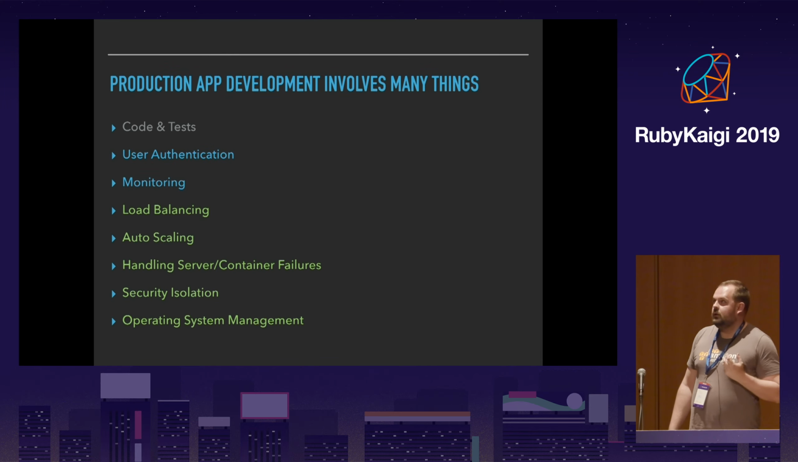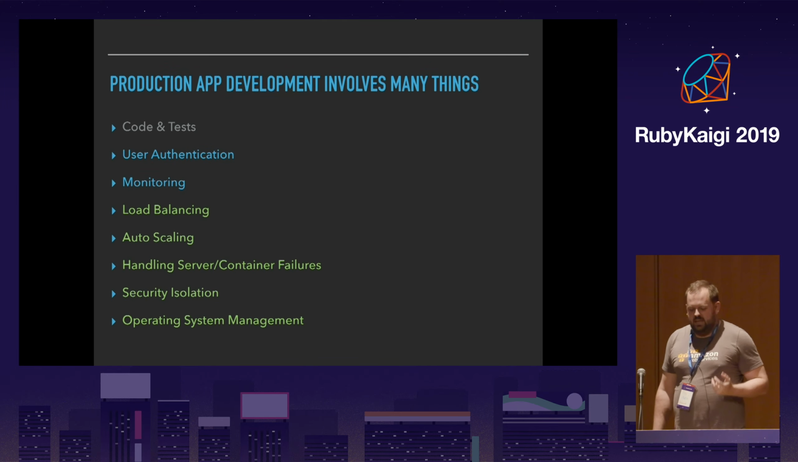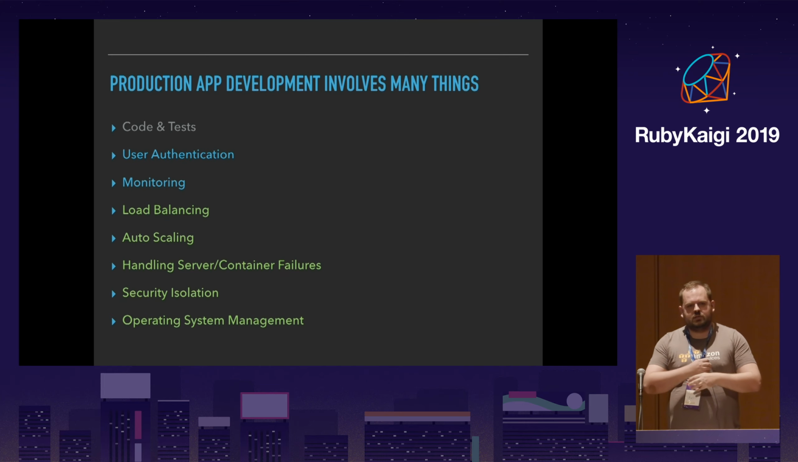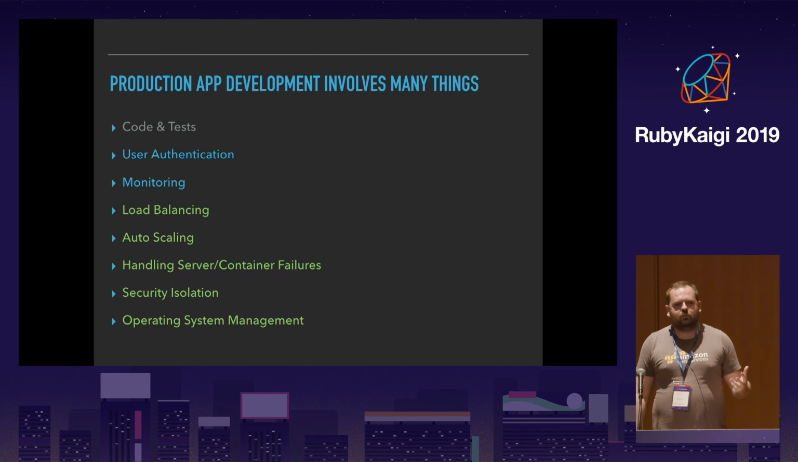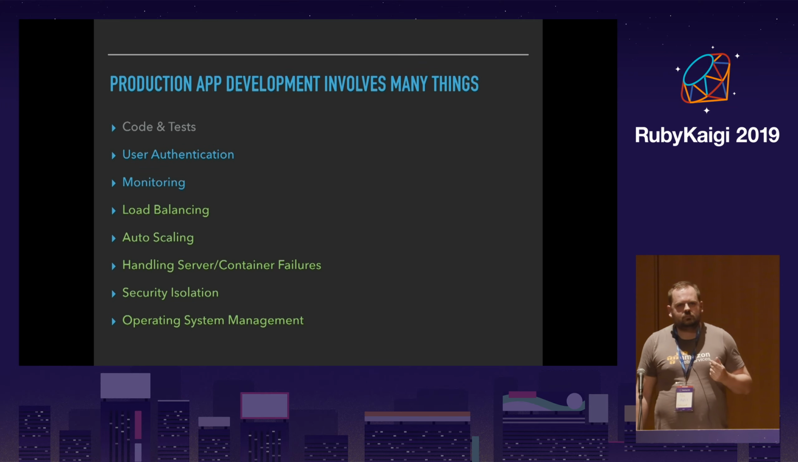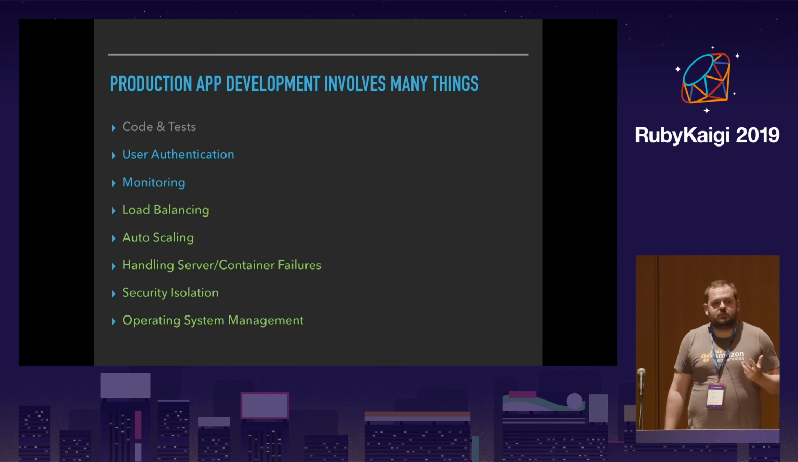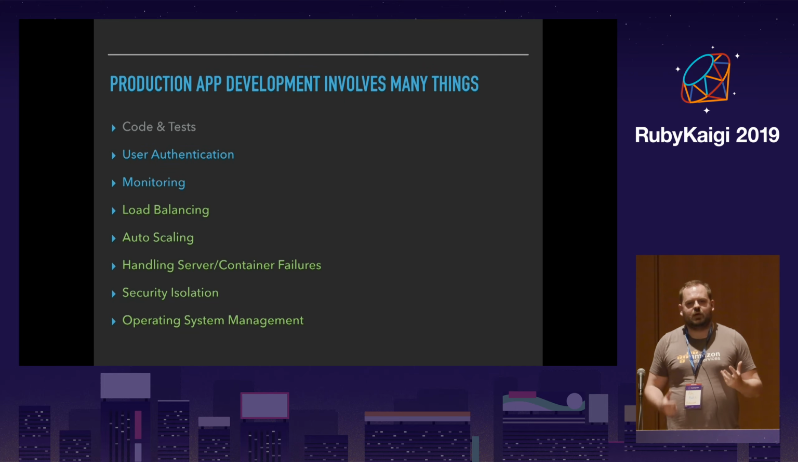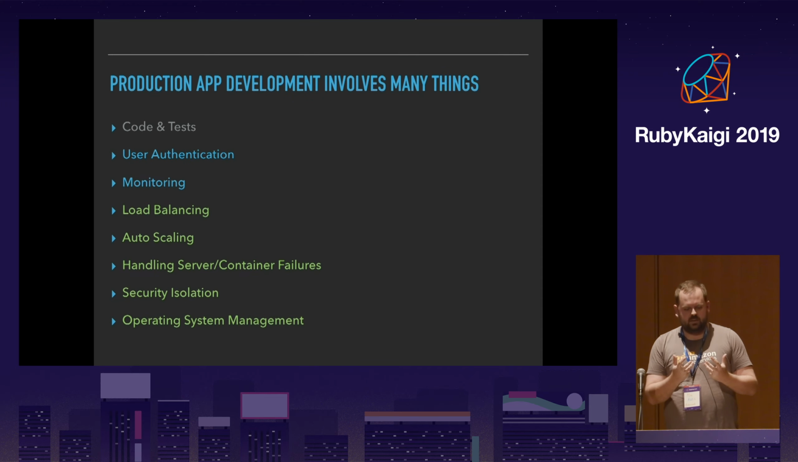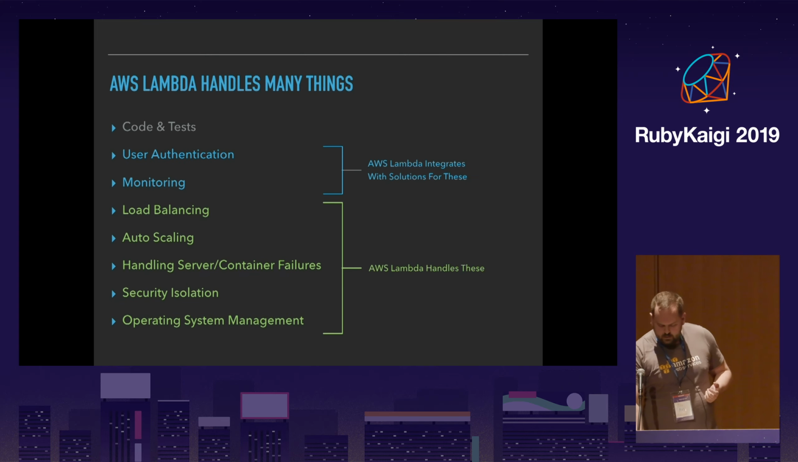And a lot of this now can just be handled for you. AWS Lambda handles a lot of these things out of the box. We talked about how it's doing load balancing. It's going to distribute requests across all the containers you have available. It's going to scale for you. It's going to do a lot to handle server and container failures. It provides an interesting story around security isolation that helps significantly reduce the surface area of security threats that you need to deal with. And a lot of that operating system management and patching is handled for you.